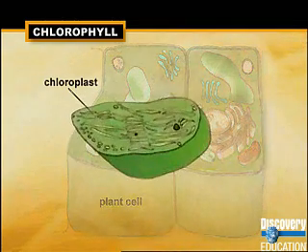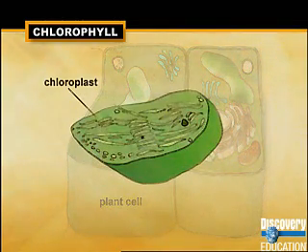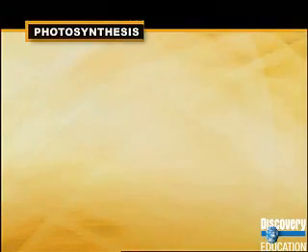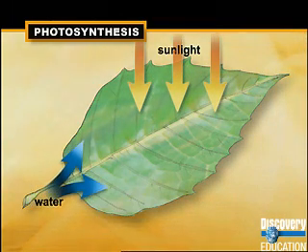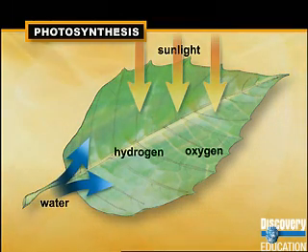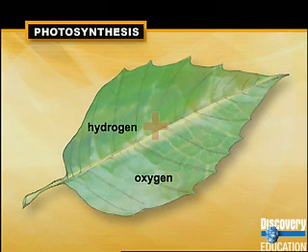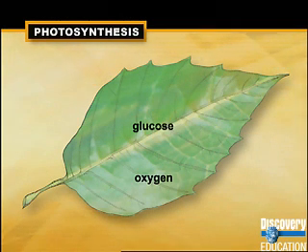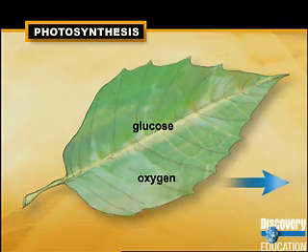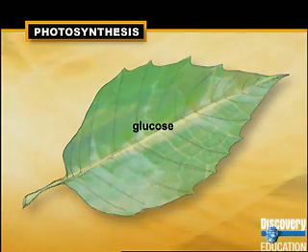It is chlorophyll that plays a key role in photosynthesis, the process by which plants produce food and oxygen. One of several chlorophyll pigments traps light energy that breaks down water in the plant into molecules of oxygen and hydrogen. The hydrogen atoms in the plant and carbon dioxide from the air combine to make sugar molecules, or glucose. The leftover oxygen is released.